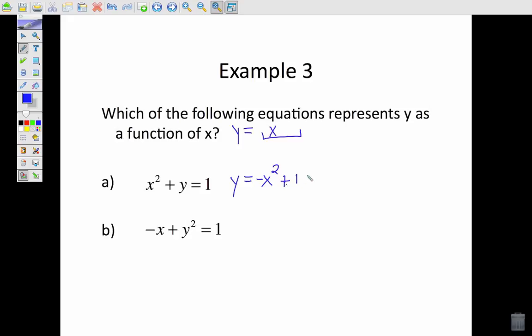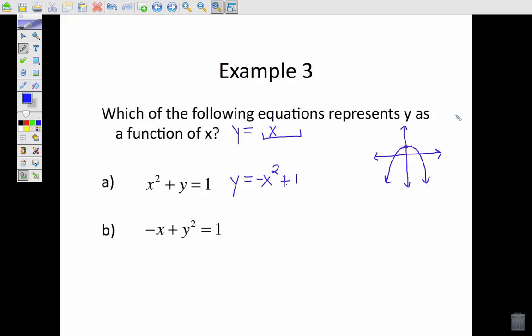Is it a function? Well, there's a couple ways that you can do this. Let's look at the graph. What does this look like? Okay, so we know it's a squared x, so it's a quadratic. Quadratics are U-shaped or parabolas. This +1 shifts the graph up 1, and the -x² makes it open down. So this is what it would look like.